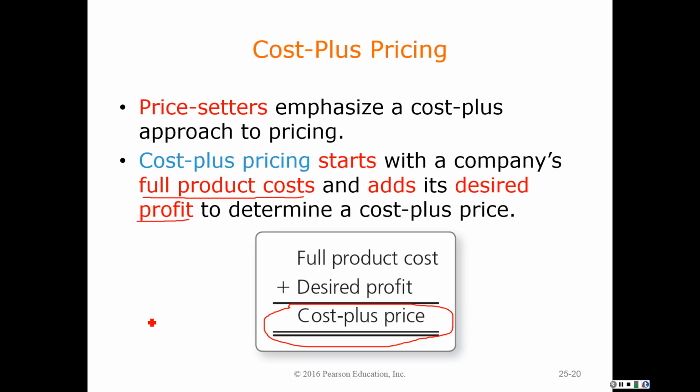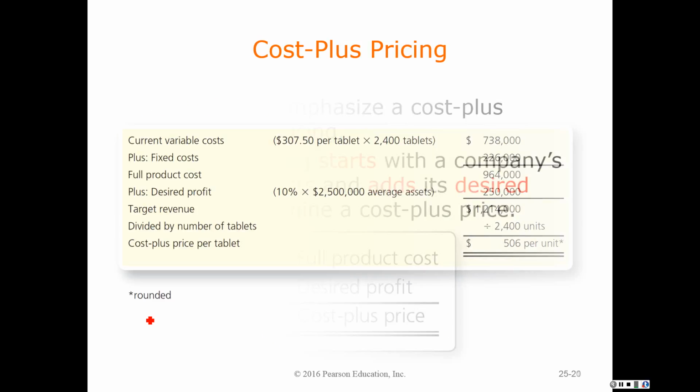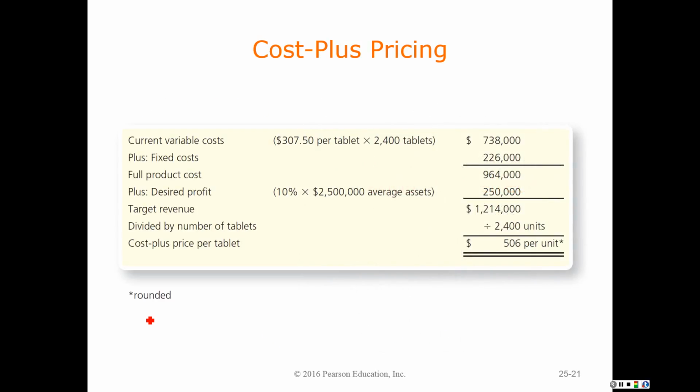Maybe you have the Lamborghini or the newest Corvette on the market. Okay, are you unique enough that you can set the price for your product, the pharmaceutical company per se? So when we're using this situation, your book gives you an example of our current variable costs are $307.50 per tablet. We think we're going to manufacture 2,400. Add your fixed cost to come up with your total product cost. So we know that it's going to cost us $964,000 to manufacture.